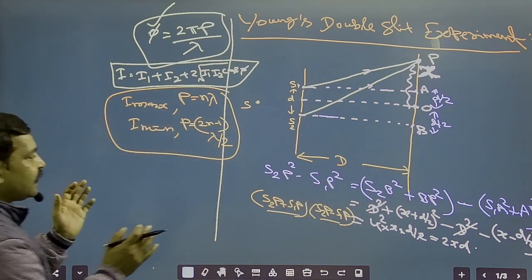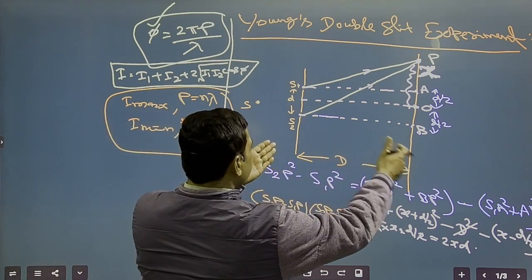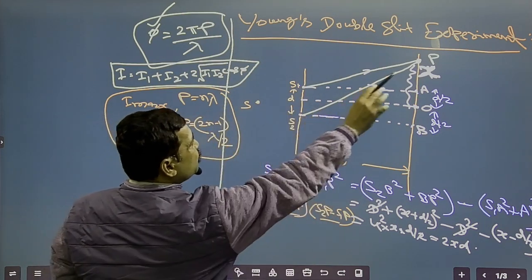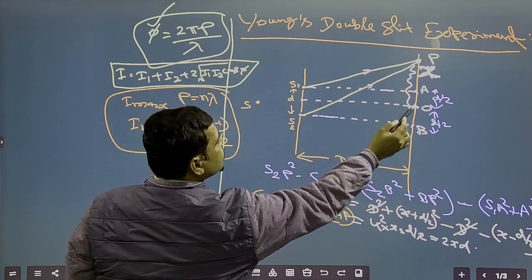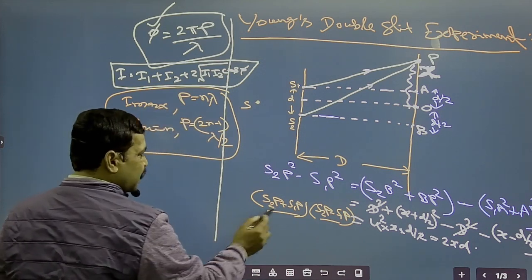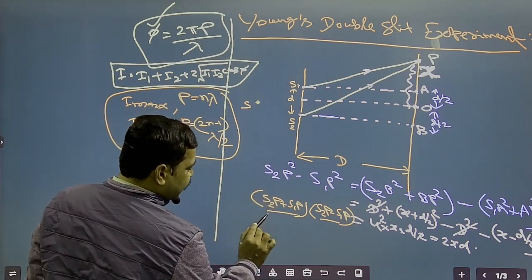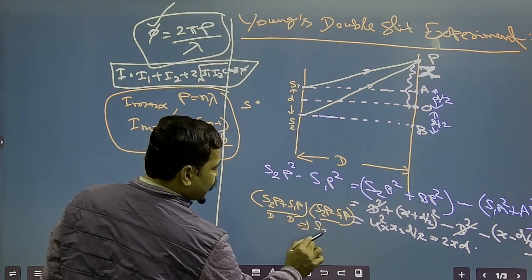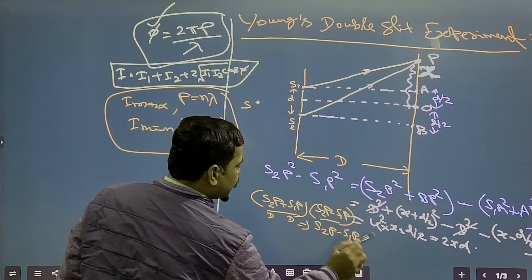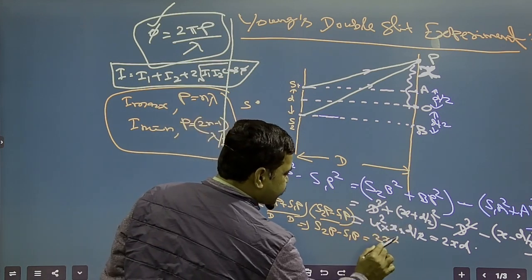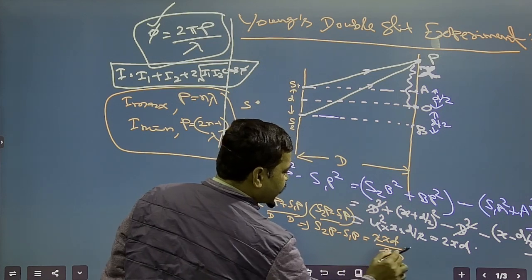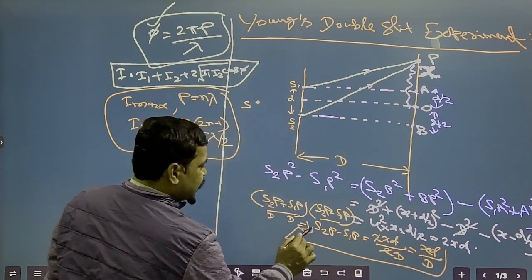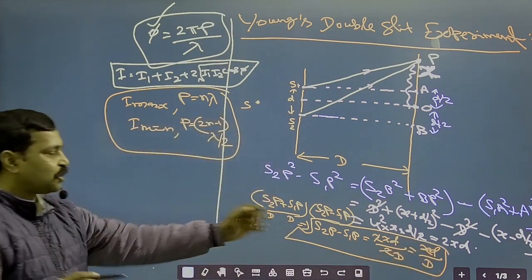So here we are taking that the screen is placed very close. So we can consider that S2P and S1P are both almost equal to the distance from the center of the screen to the center of the slit. So we can consider this one as D, this one as D, so this will come as 2D. So S2P minus S1P will be equal to 2xd divided by 2D, which is xd upon D, right? So this S2P minus S1P is your path difference.